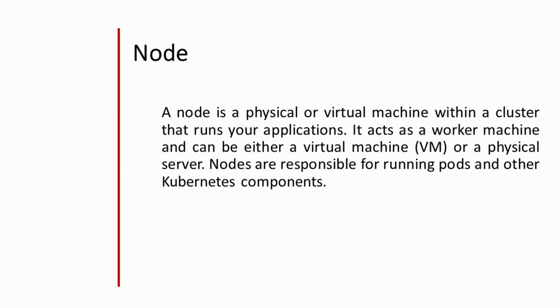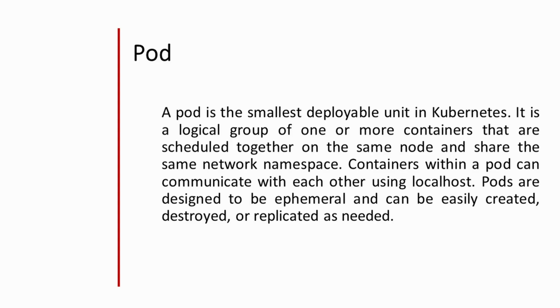It acts as a worker machine and can be either a virtual machine or a physical server. Nodes are responsible for running pods and other Kubernetes components. Pod. A pod is the simplest deployable unit in Kubernetes. It is a logical group of one or more containers that are scheduled together on the same node and share the same network namespace. Containers within a pod can communicate with each other using localhost. Pods are easily created, destroyed, and replicated as needed.